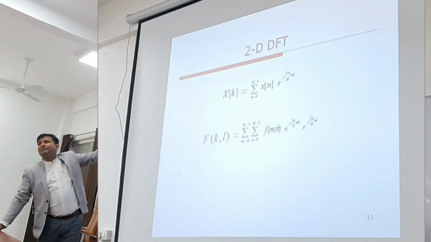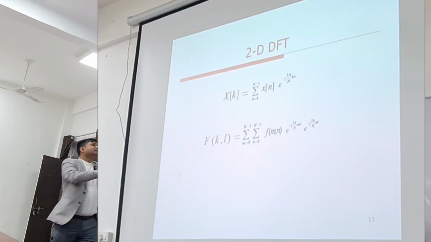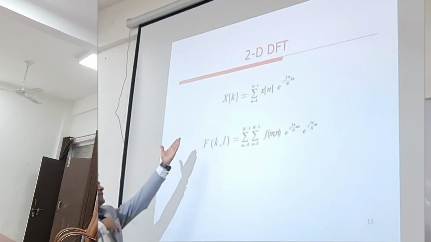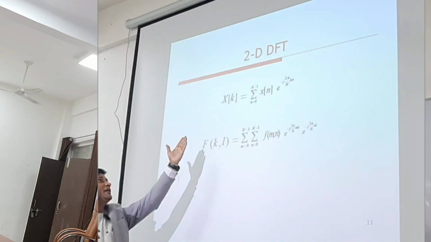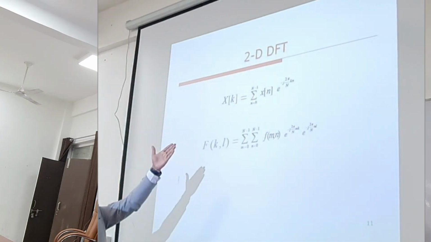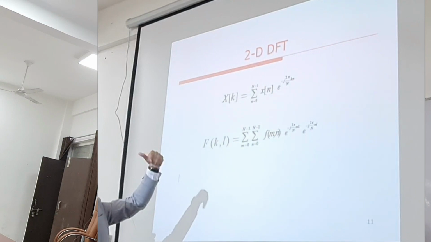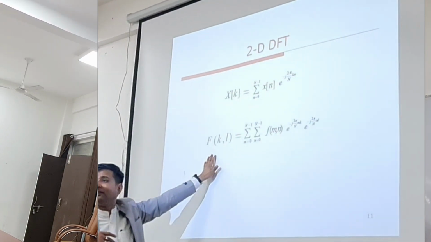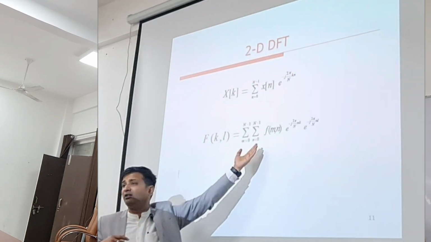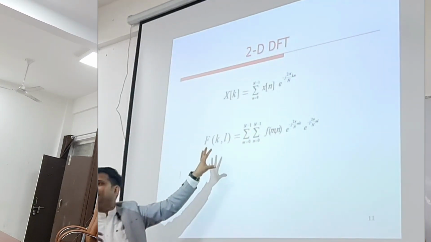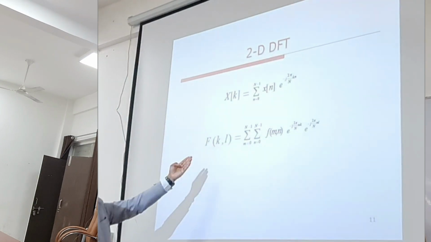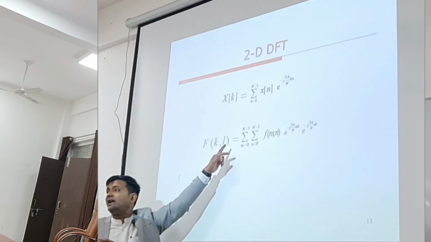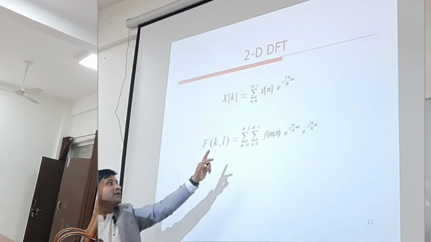Then this is the mathematical representation of the one-dimensional and two-dimensional Fourier transform. Here the formula of the one-dimensional Fourier transform can be represented as X(k) is equal to summation n is equal to 0 to N minus 1 of x(n) e to the power j 2 pi n. This is the one-dimensional and this is the two-dimensional. Here this can be represented as row and column. That is why the two-dimensional representation of this Fourier transform can be represented as F(k,l) is equal to summation m is equal to 0 to N minus 1, n is equal to 0 to N minus 1.